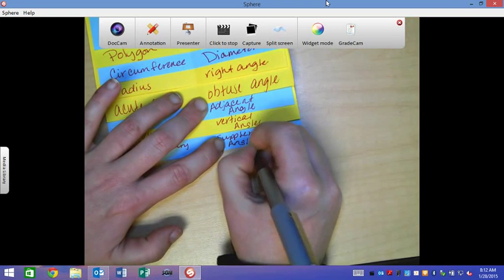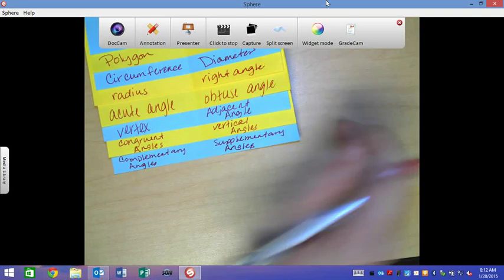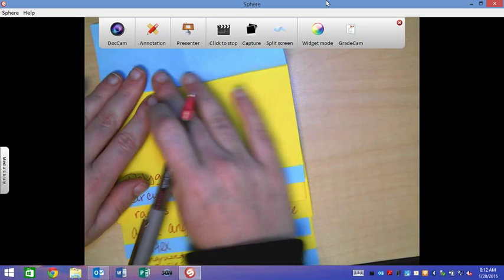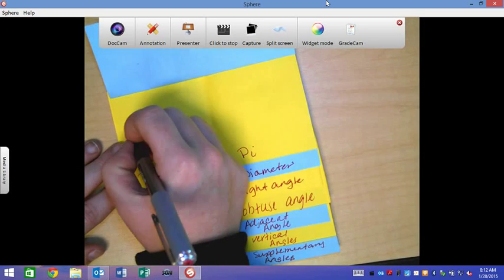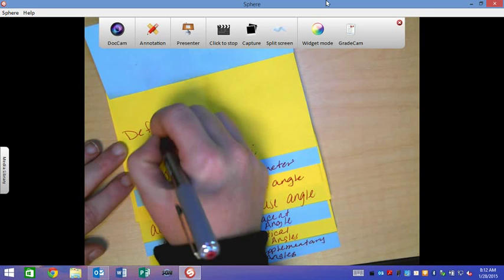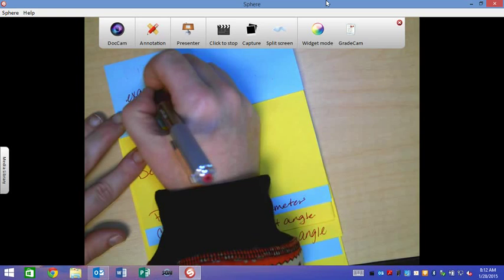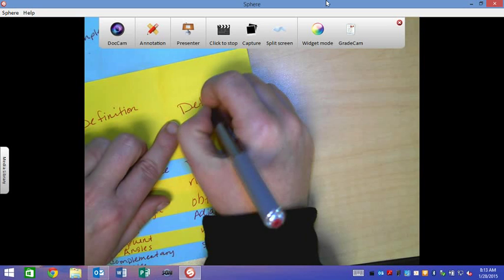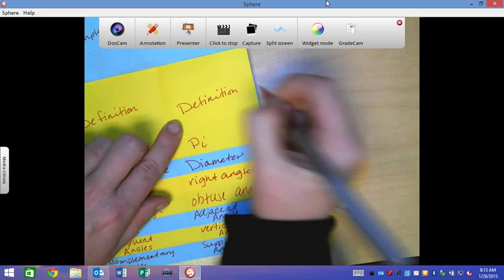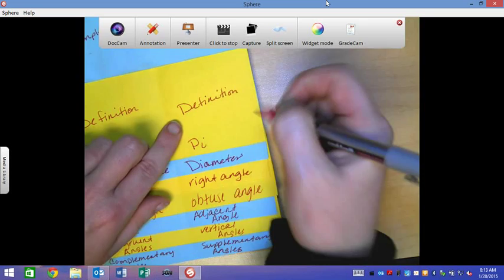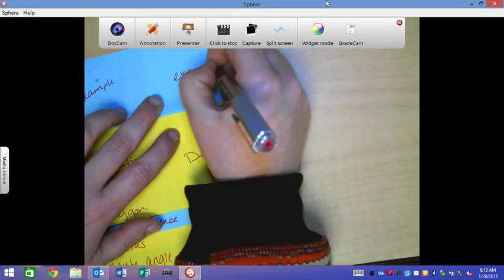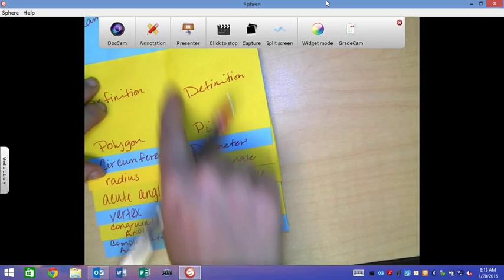Now what you're going to do with this is you are going to take this foldable and you're going to have to find the definitions and an example of each of these. So when you flip up the page, the definition for polygon is going to go here, and then an example of a polygon will go here. Same for pi. You will do the definition here. Now don't write the word definition, you need to actually look up what the definition is for pi, and then an example. So you're going to do that all the way down.